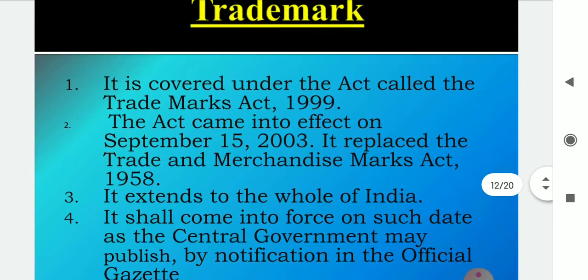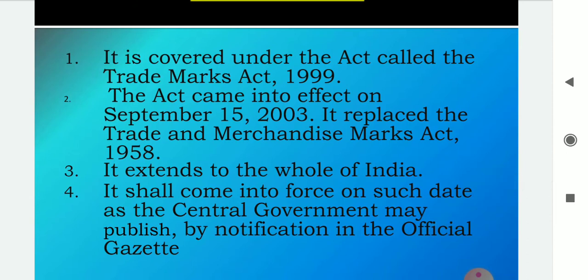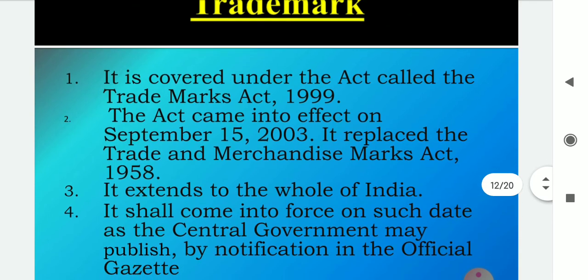Then another, trademark. It is covered under the act called the Trademark Act 1999. The act came into effect on September 15, 2003. It replaced the Trade and Merchandise Marks Act 1958. It extends to the whole of India. It shall come into force on such date as the central government may publish by notification in the official gazette, that is the trademark.